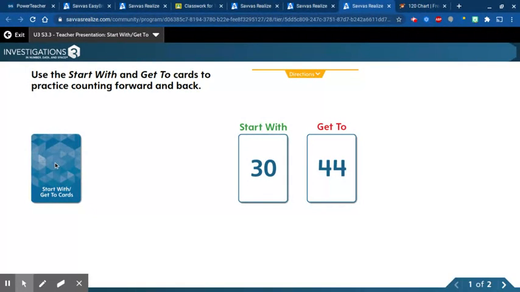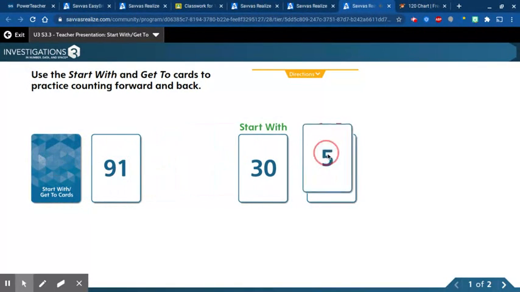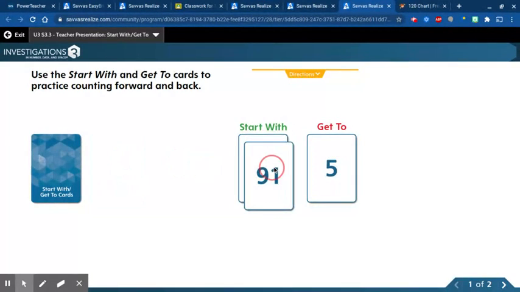Okay, I'm going to give you one more. All right, and this one is starting at 91 and we're getting to 5. Decide if your number is getting bigger or smaller, and then use the chart to help you. After you're all done figuring out, you can unpause the video and we'll continue.